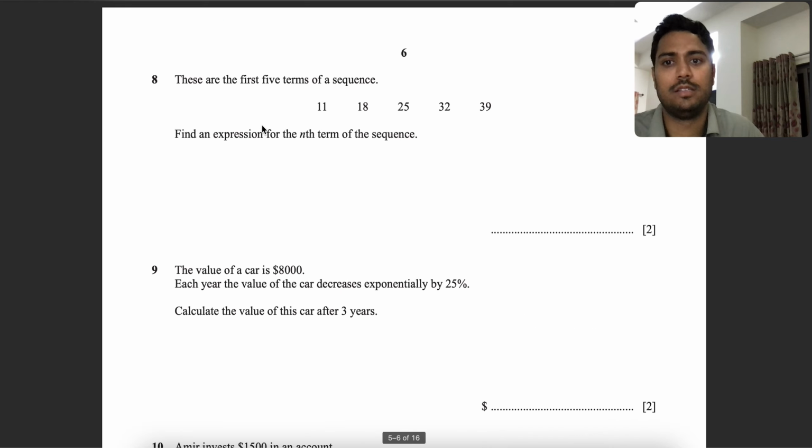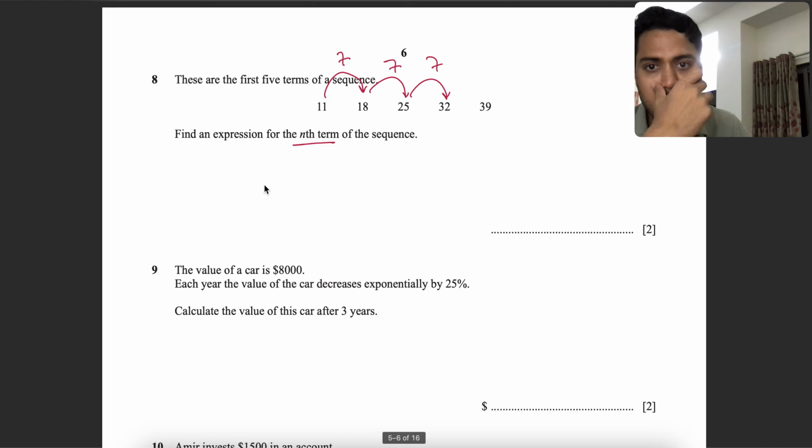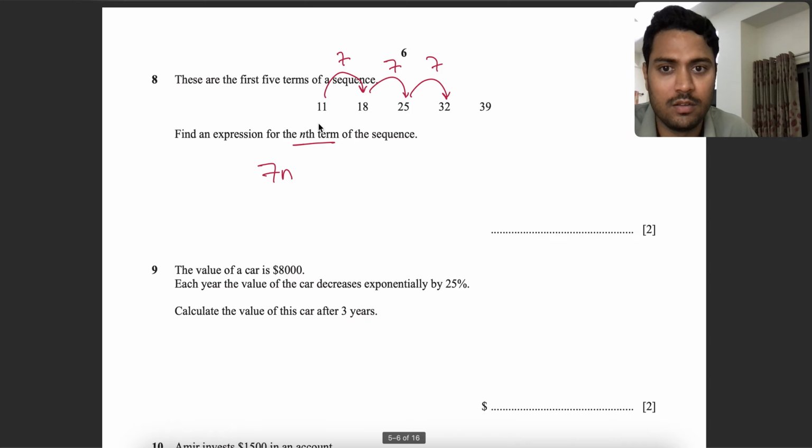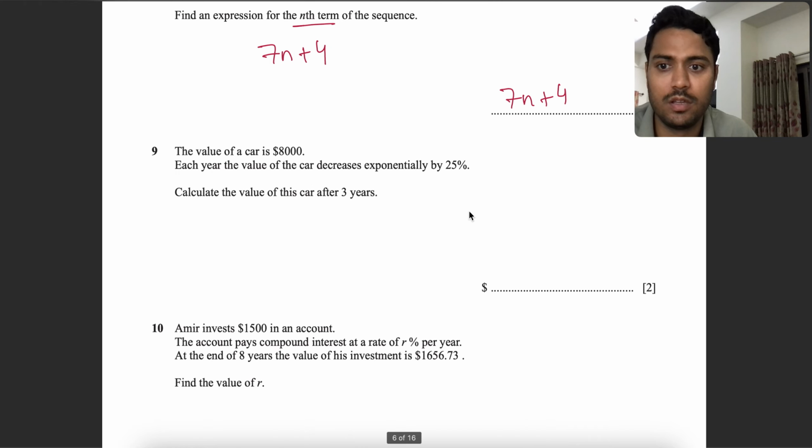Question number 8. It says these are the first 5 terms of the sequence, find the expression for the nth term. The next term is plus 7, next term is plus 7, next term is plus 7. So this is a linear sequence. The common difference is 7, so 7 multiplied by n, and plus 4 will give you 11 for the first term. So 7n plus 4 simply.